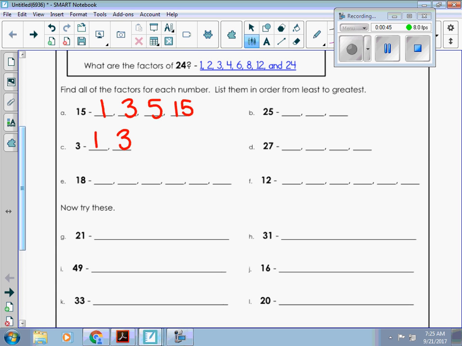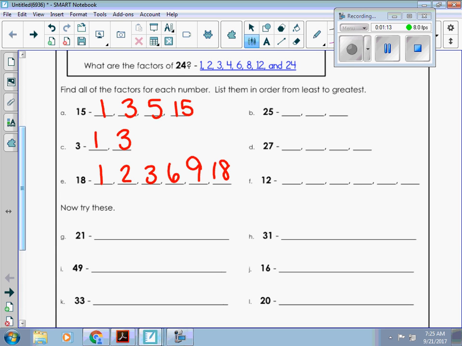For 18, I'm going to start with 1 and 18. I always start with that. And then 18 is even, so I know that 2 will be a factor. And 2's partner is 9. 2 times 9 is 18. And then I need one more fact, and so I'm going to just do my numbers. I did 1, I did 2, next would be 3, and 3 actually works, and it pairs with 6.